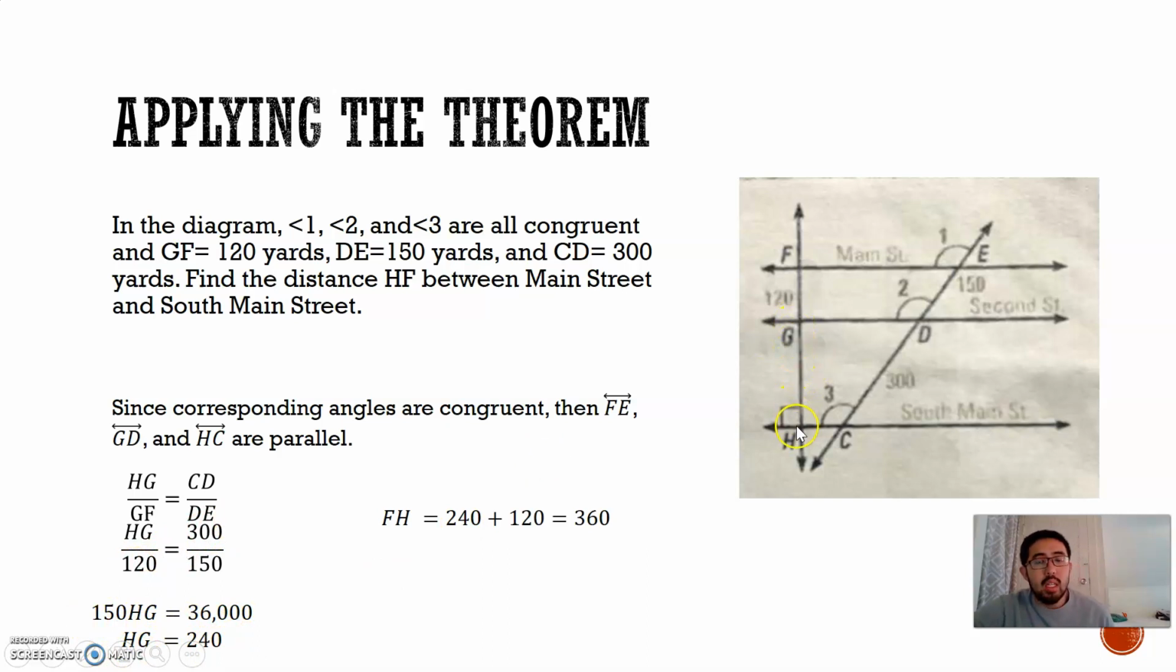Now, we want the distance from what? South Main Street to Main Street. So I have to take the 240 and add 120. That gives me the length of FH, which is the question, and the answer would be 360.